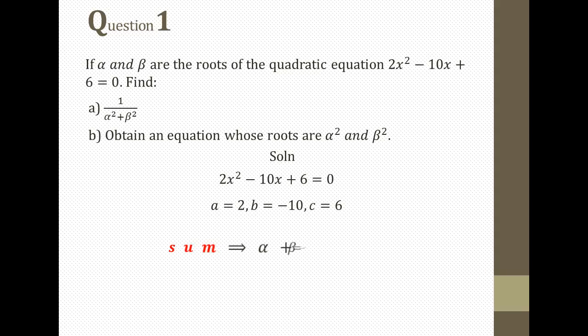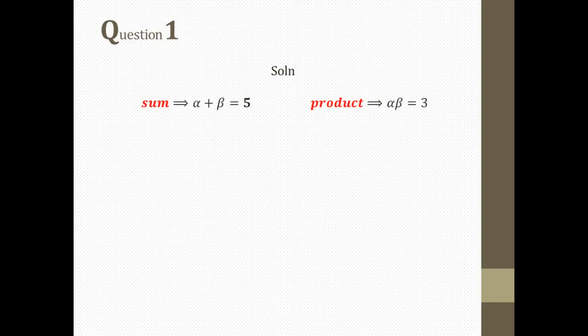Finding the sum and product from the relationship of the coefficient of the equation and the roots of the equation. So the sum alpha plus beta equals 5, and the product alpha beta equals 3. So having the sum to be 5 and product to be 3.